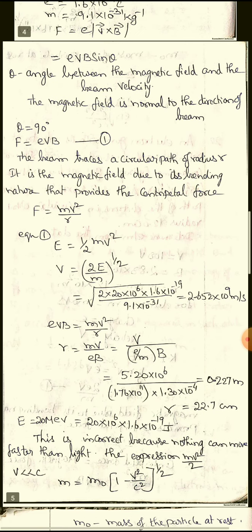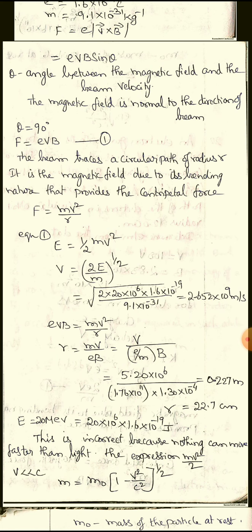The beam traces a circular path of radius R. So what the beam is doing is going in a circular path, so the radius will be R. The magnetic field, due to its bending nature, provides the centripetal force. If it is going in a circular path of radius r, it will have the centripetal force, so the force F is equal to mv squared divided by r.